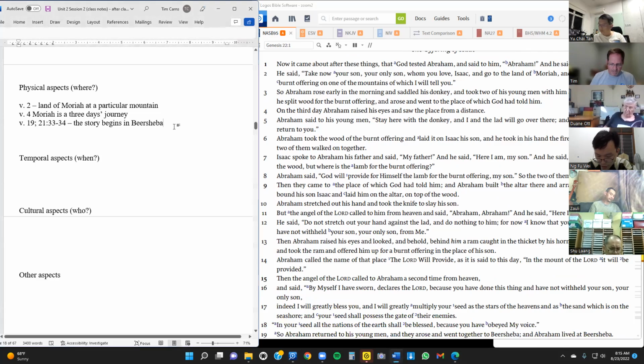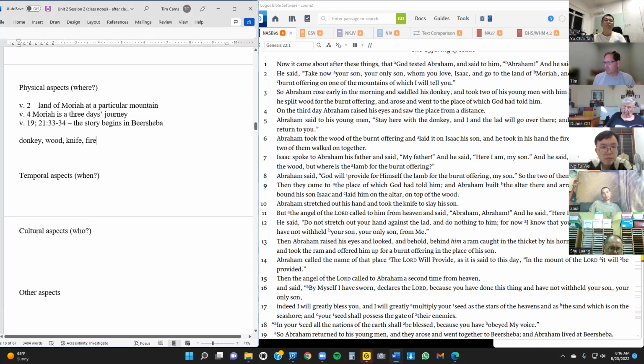Okay. Now, any other physical aspects to the story? Someone already mentioned, I think it was Shulong, there's a donkey in the story. Of course, we have the wood, the knife, fire, which have to do with the altar. And then, of course, the very important part of the story, especially from Isaac's perspective, is the ram. So you might want to mention some of those. Altar, perhaps. What's most significant, though, is the location. So it's a journey from Beersheba to Moriah at a particular mountain.